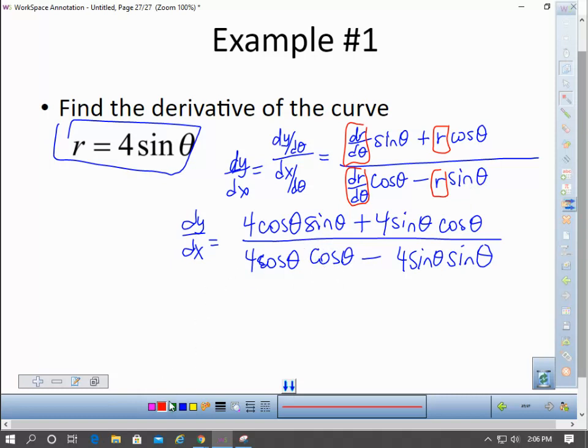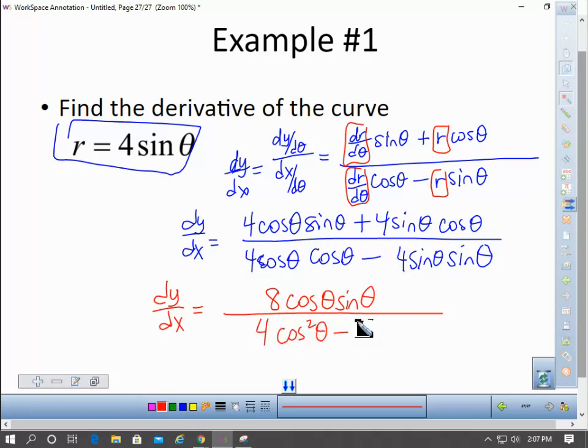All right, so what is this going to equal? Dy dx equals, well, 4 cosine sine plus 4 sine cosine, that's the same thing. That's going to be 8 cosine sine. And then in the denominator, we're going to have 4 cosine squared minus 4 sine squared. So there's my derivative.